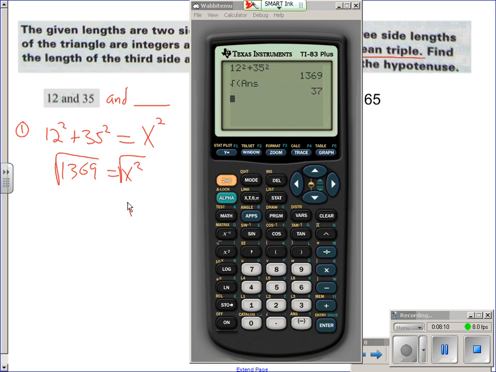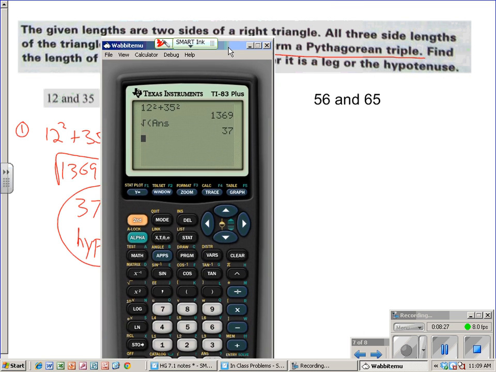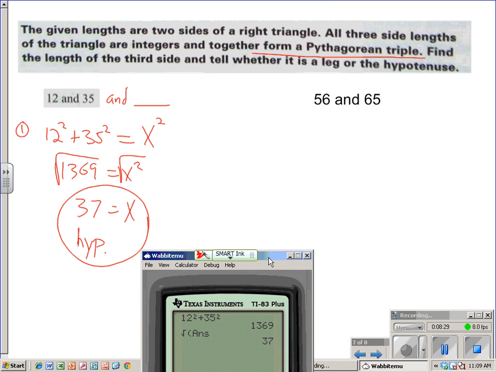And it is 37. That is an integer. That means that's going to be our third side for the Pythagorean triple. Now, 37 is the longest of these 3 sides, so it's got to be the hypotenuse. All right, that's the idea of these problems. So I put another example up here, 56 and 65. Do the same thought process.